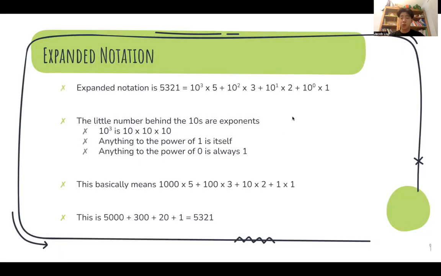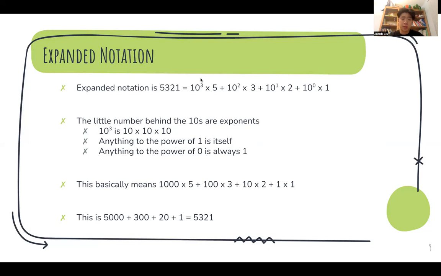Okay, so now we'll go into expanded notation. Expanded notation is important for converting base 10 into binary, and vice versa. So the expanded notation of 5,321 is 10 to the third times 5 plus 10 to the power of 2 times 3 plus 10 to the power of 1 times 2 plus 10 to the power of 0 times 1.